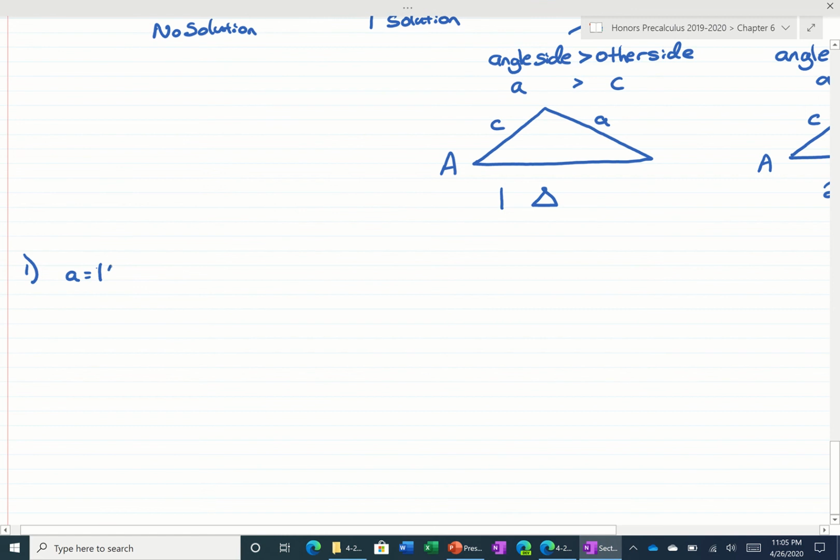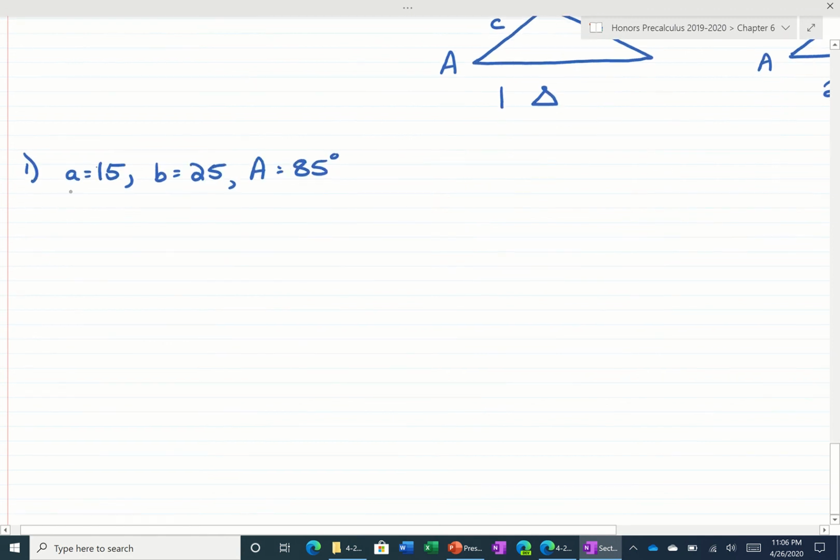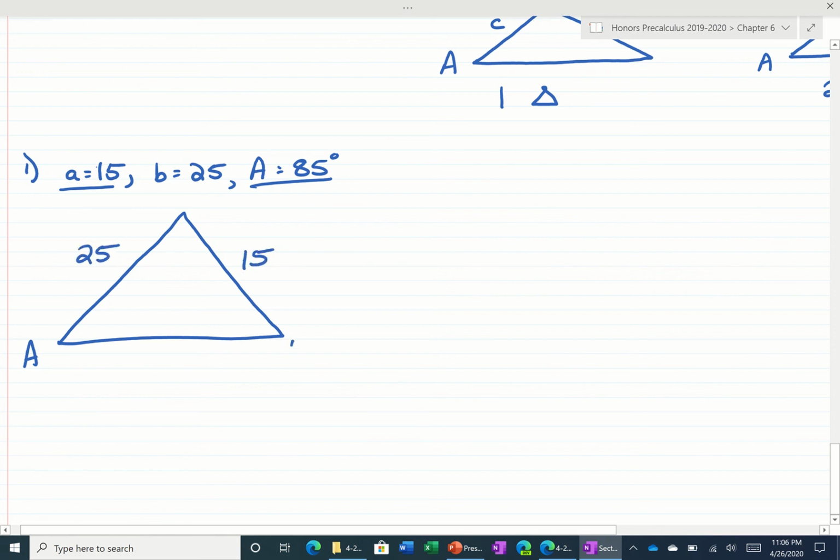What if side A was 15, side B was 25, and angle A was 85 degrees? Now, we have a side and we have an angle opposite it. So, just like I advised you to do, we're going to draw angle A, the side A, and the other side is B. And that's what we have. Now the question is, do we have 0, 1, or 2 solutions? And then if we have a solution, we have to find it.